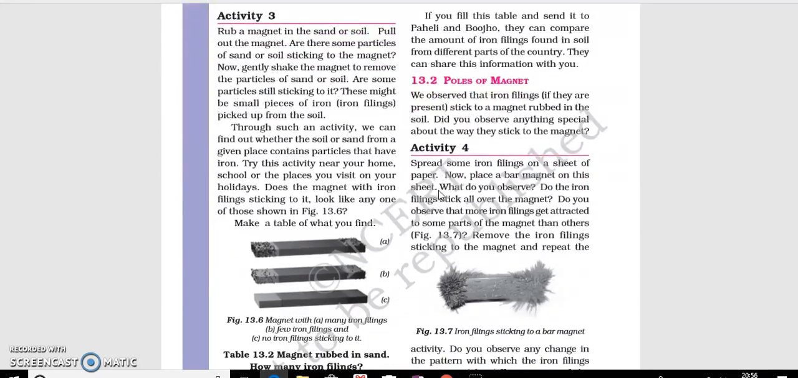Now activity 3. Rub a magnet in the sand or soil. Pull out the magnet. Are there some particles of sand and soil sticking to it? We might see some slight pieces of iron which are picked up from the soil getting attracted towards it.